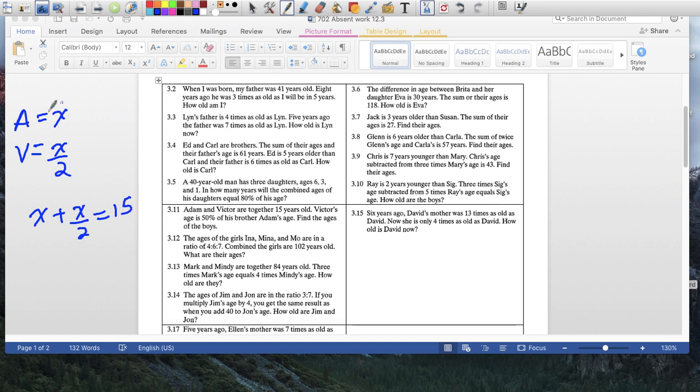There's a lot of things you can do here. One of the things you can do is what we talked about, clear the fractions. So if you look at the denominator, the least common denominator is 2. So if you multiply everything by 2, right? So I get 2x. I multiply 2 times this, and this will cancel, leaving me x. 15 times 2 is 30. Now it's a very simple one-step equation. Divide by 3, x equals 10. So one guy is 10 and the other guy is 5.